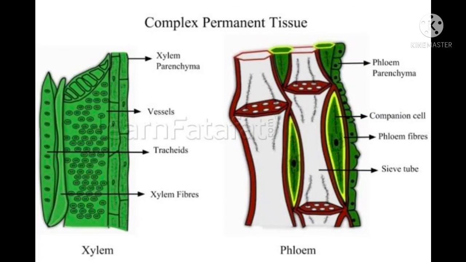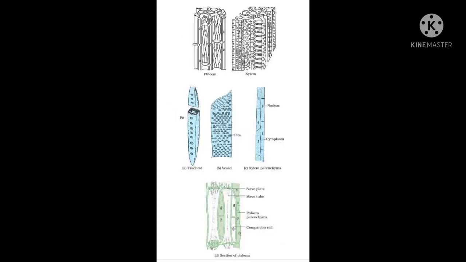So now let us learn about that. A diagrammatic representation of xylem and phloem is given in your textbook, so I have attached it again here in the video. First on the top are the phloem and the xylem. Then the blue color is the trachea present in the xylem. See the pit is there, then the vessel present inside the xylem. Inside that vessel many pits are present. Then the xylem parenchyma, which contains the nucleus and the cytoplasm.